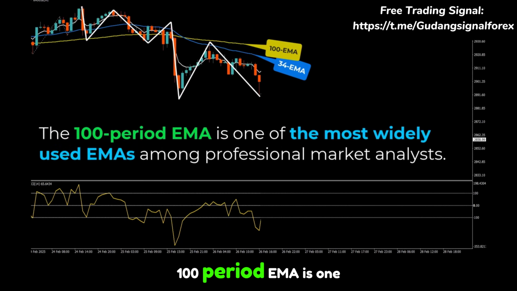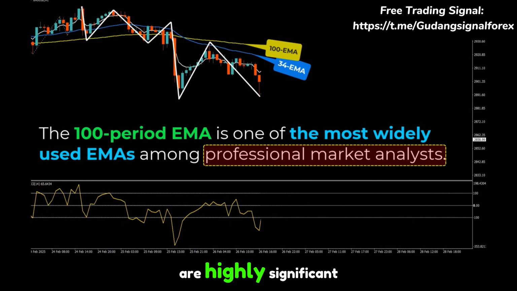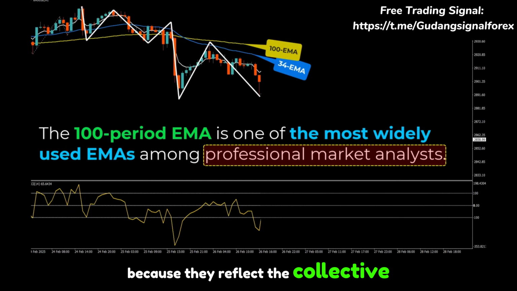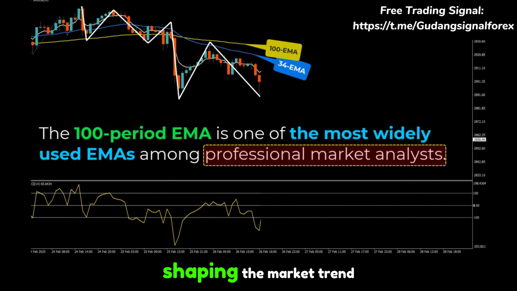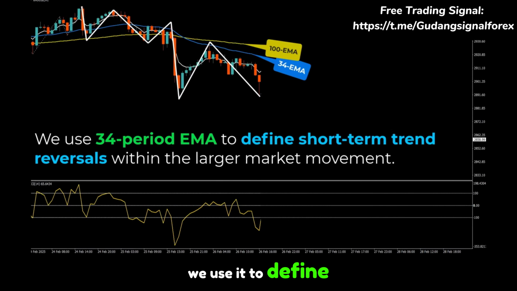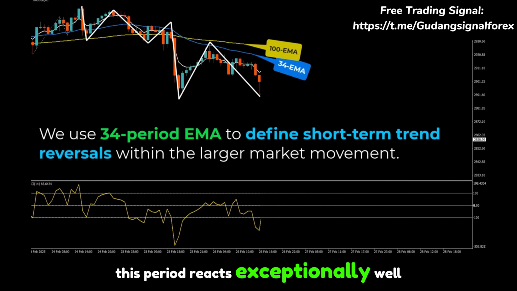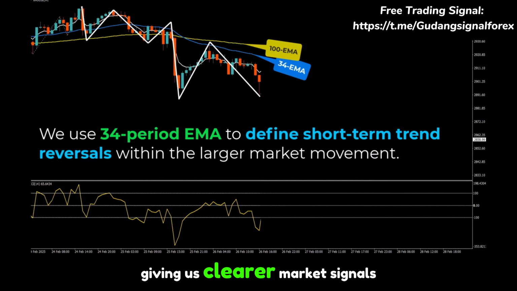The 100-period EMA is one of the most widely used EMAs among professional market analysts. That means support and resistance levels based on the 100 EMA are highly significant because they reflect the collective view of the most influential traders and institutions, shaping the market trend. Then, we have the 34-period EMA, and this one is key. We use it to define short-term trend reversals within the larger market movement. But why 34? Because this period reacts exceptionally well to price action, giving us clearer market signals.